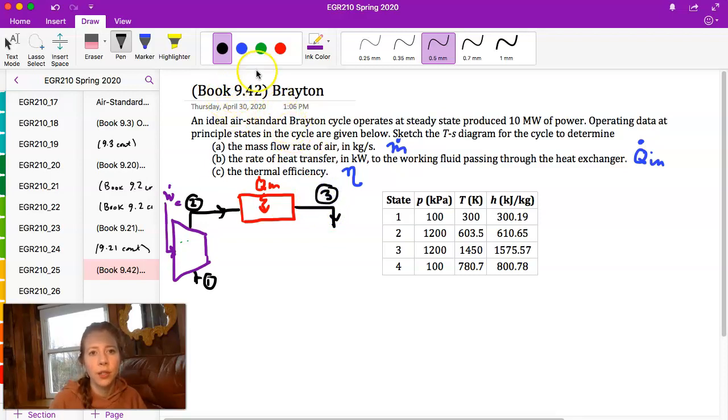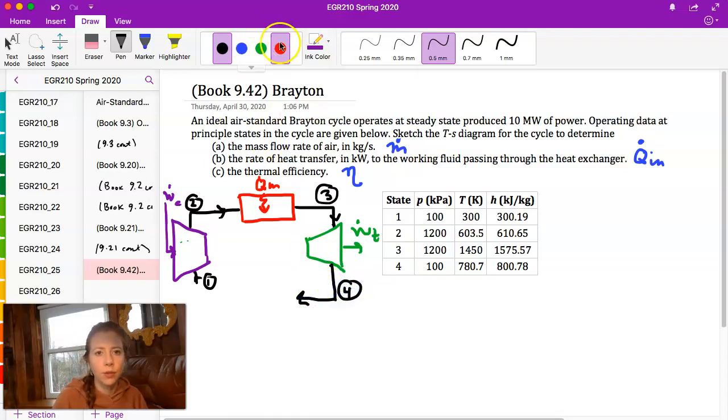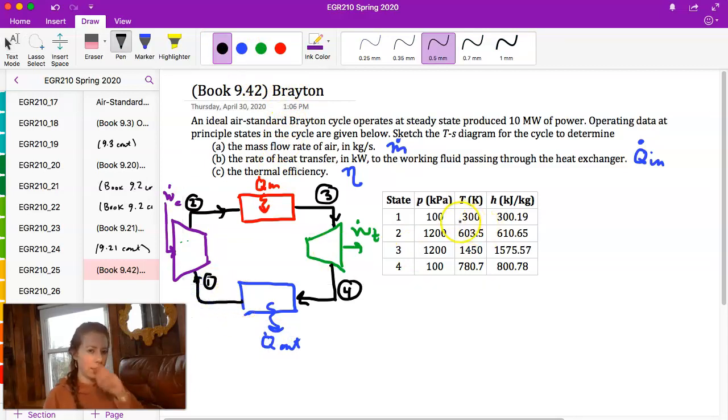And so then we're going into a turbine where we're getting power out. That's going to be 3 to 4. Where we're going into another heat exchanger where we have Q out. And that's going to be 4 back to 1. All right, so there's our little diagram of what's going on for the Brayton cycle.